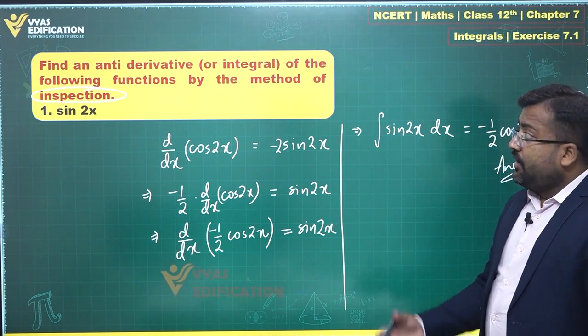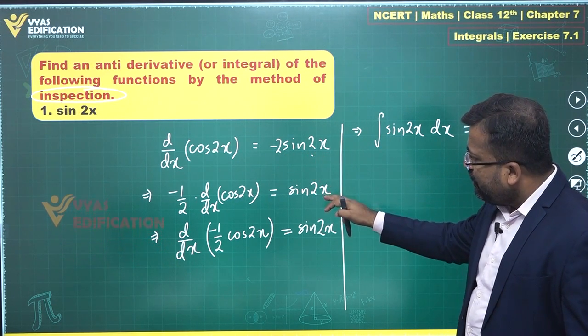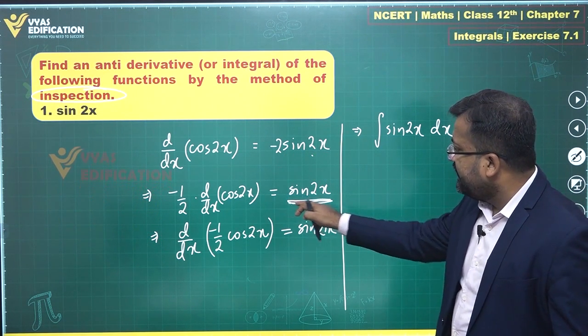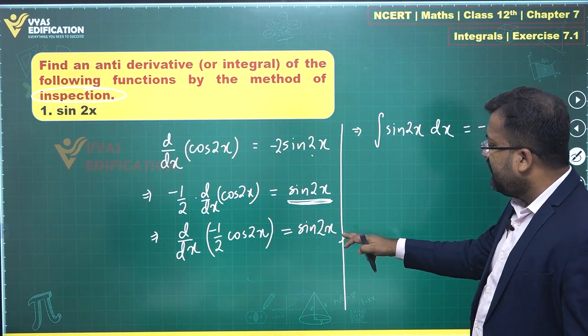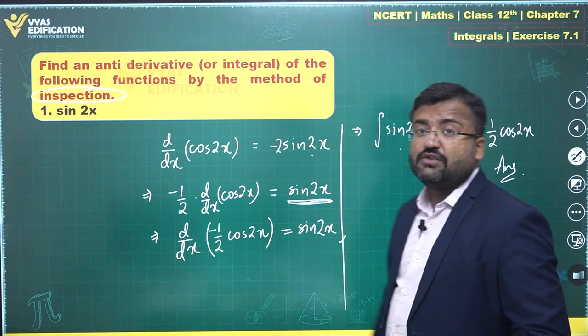Yes. By inspection, we have seen the derivative of cos 2x is this. Therefore, let's try to create a sin 2x on the right hand side, and on the basis of that, after integrating, we get this particular thing. That's the final answer for this first question.